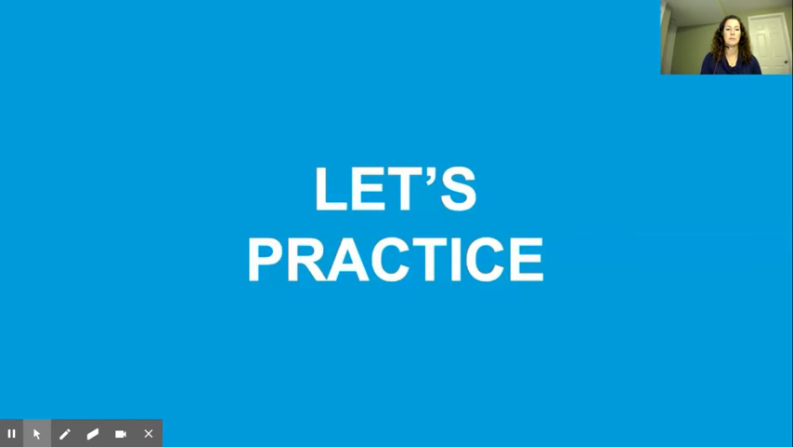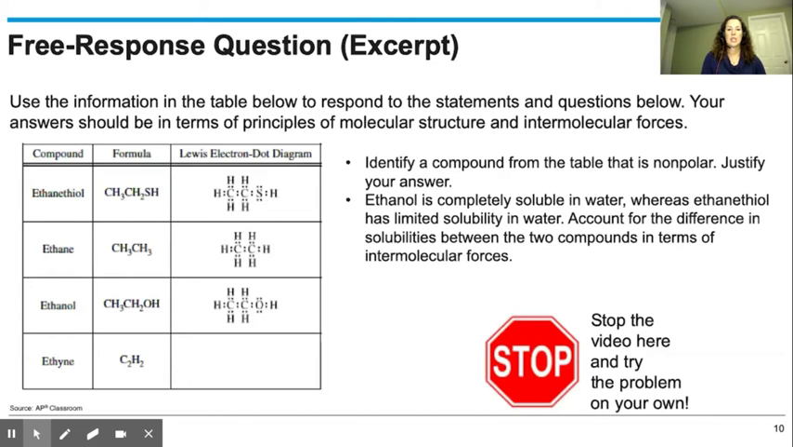Let's practice together. In this question, use the information in the table below to respond to the statements and questions. And remember that your answer should be in terms of principles of molecular structure and intermolecular forces. So whenever you see that in a prompt where it's directing what your answers should be, make sure that you go back and check after you've answered the question to make sure that you actually gave it in the same language that the prompt is asking you to do it in.